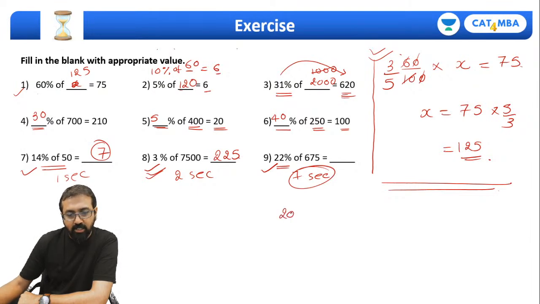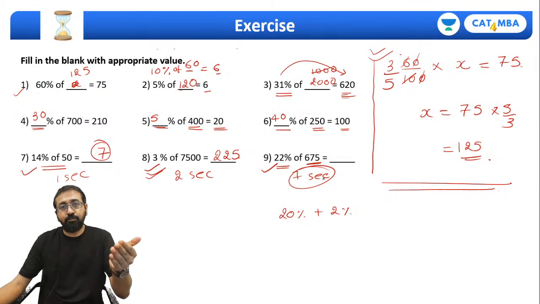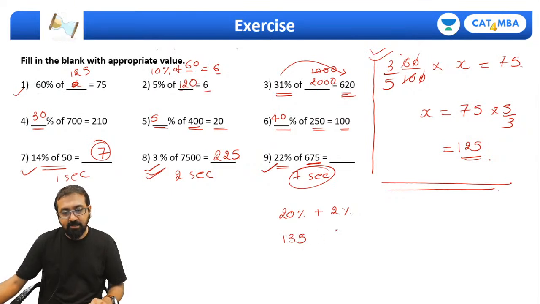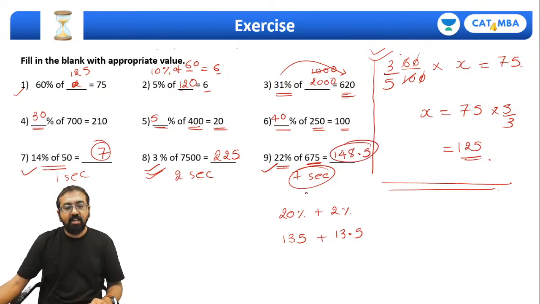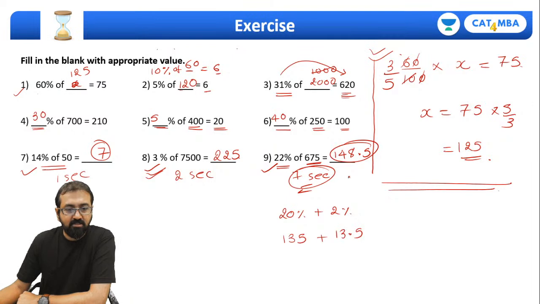So what you can do is think of it this way: 20% plus 2%. What is 10% of 675? 67.5. So double of that. 67 twos are 134. 0.5 twos are 1. So 135. So 20% is 135. So can I say 2% is 13.5? Definitely. Add them, you will get 148.5. And that's why I said it will take 5 to 7 seconds, not more than that, everyone. So these are the answers, right?